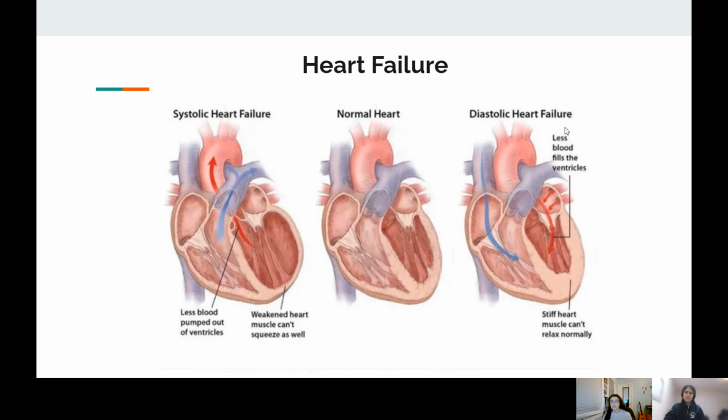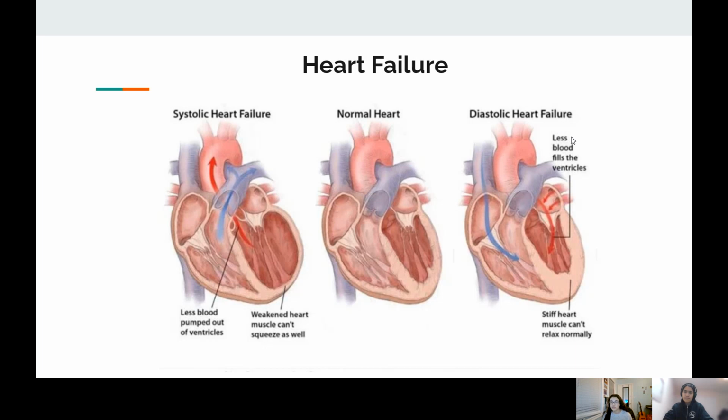Now, if we look at the diastolic heart failure, you can see the wall of the left ventricle here is more thick. So it's more stiff, and when something is super stiff, it doesn't have that same elasticity. And so with the decrease in elasticity, you're still not going to get enough contraction to pump out enough blood.